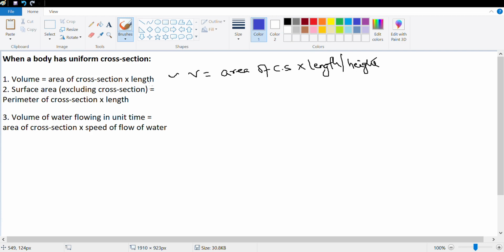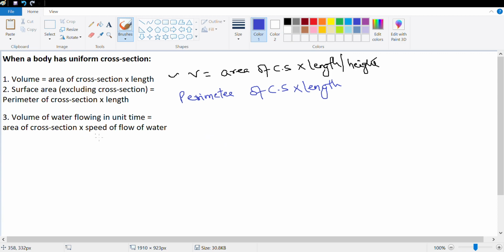Next, surface area, which is the surface area excluding the cross section of the three-dimensional solid, will be equal to the perimeter of the cross section multiplied with the length. And in case, let's say you have examples of water coming out of a circular or cylindrical pipe, or water coming out of some other pipe, petrol being filled through a hose pipe. How long will it take? What's the speed of water?